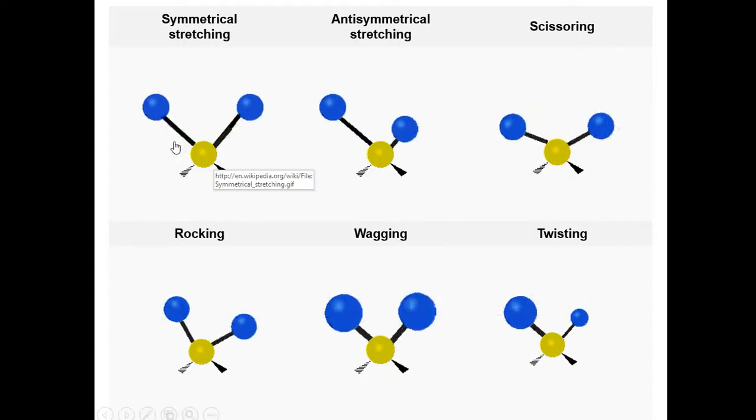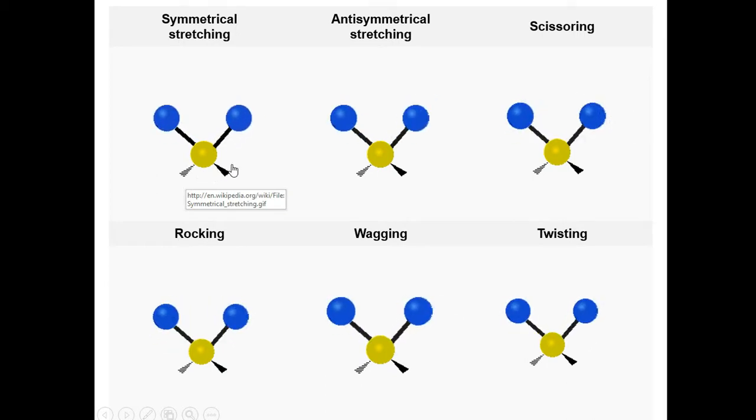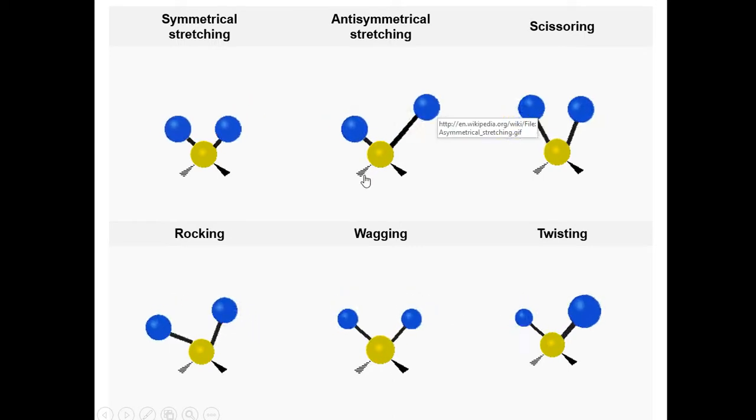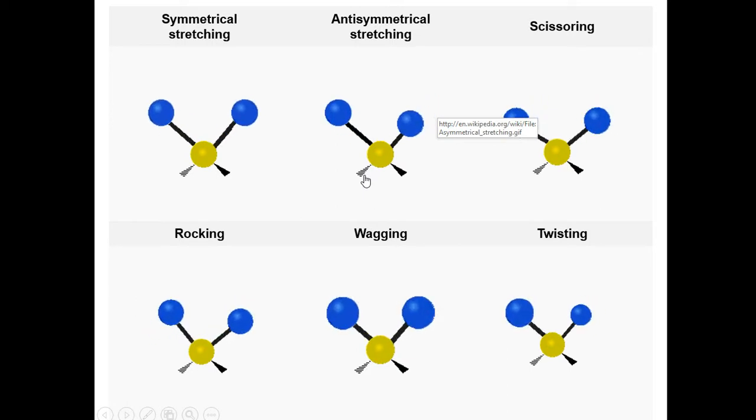We will see in this slide particularly. This is the symmetrical stretching, so both bonds get elongated, that is the symmetrical. Here one bond gets elongated while another gets compressed, that is the asymmetrical. These are the symmetrical as well as asymmetrical stretching, which generally occur at higher frequency.